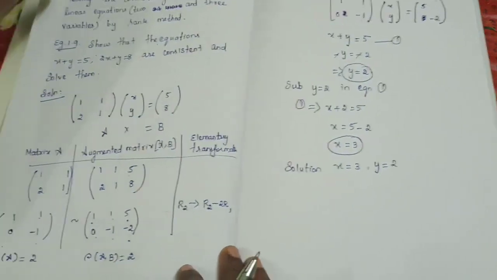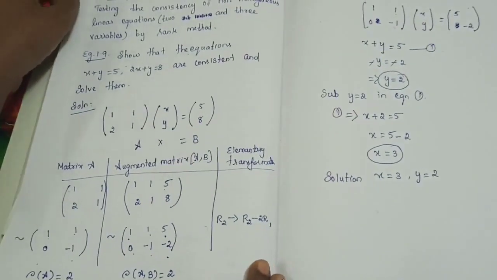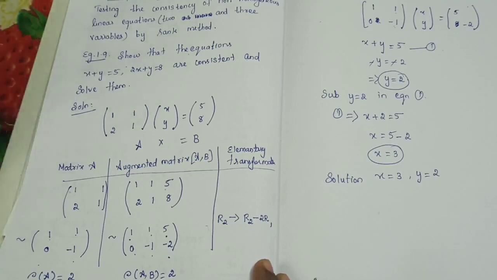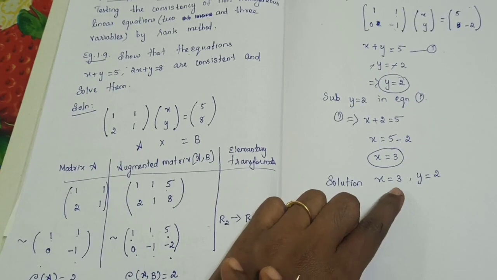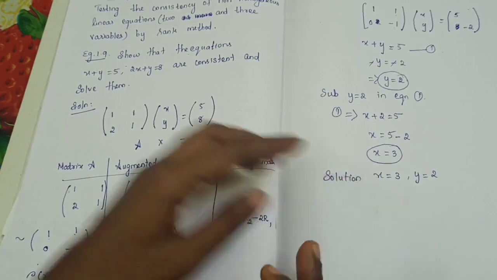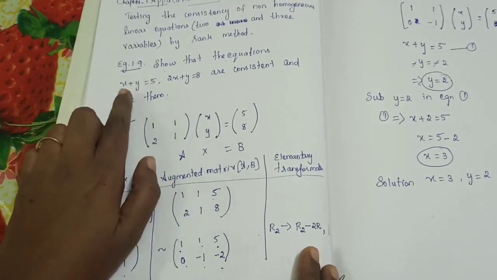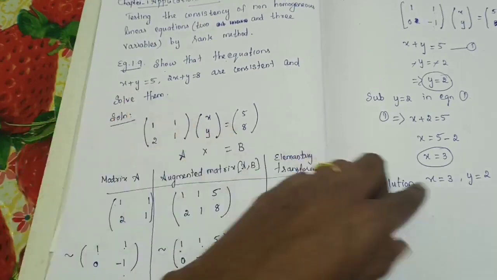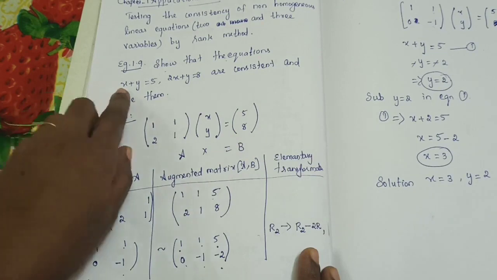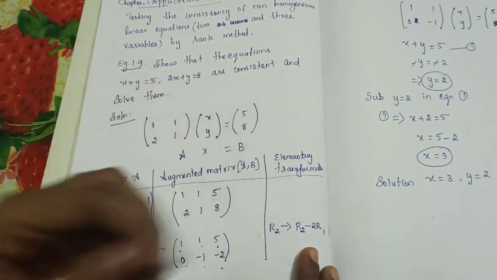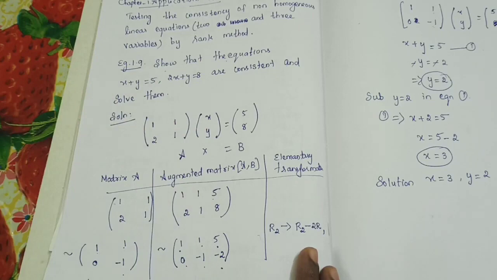If you have a doubt, you have learned in the lower class how to solve two equations by elimination method and by substitution method. We can check the answer easily. Now you have got the answer 3 and 2. Shall we check whether the answer is correct or not? The given equation is x plus y equal to 5. X is how much? 3. Y value is how much? 2. So 3 plus 2 is equal to 5. LHS is equal to RHS. So our answer is correct.